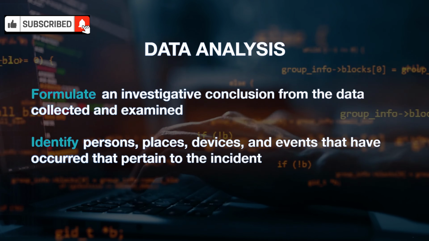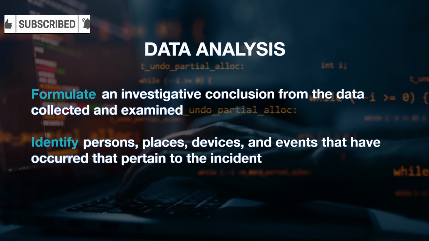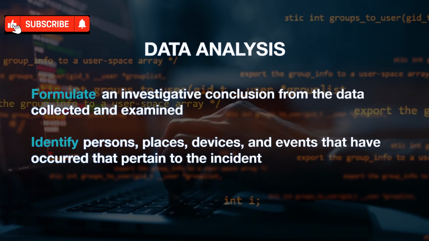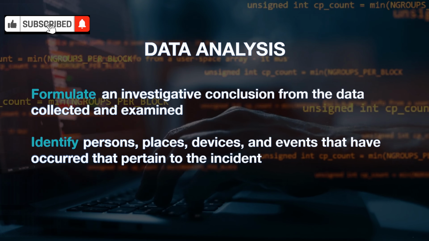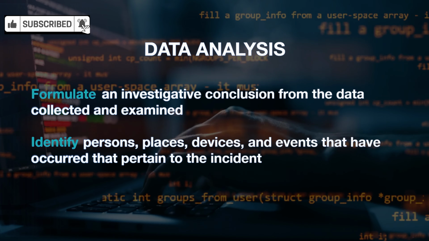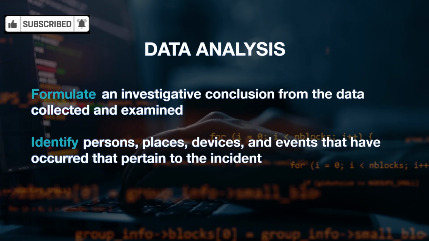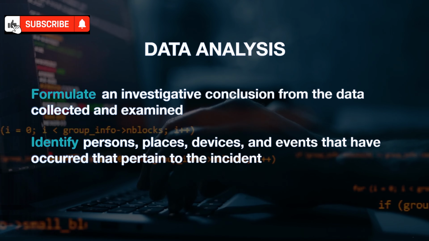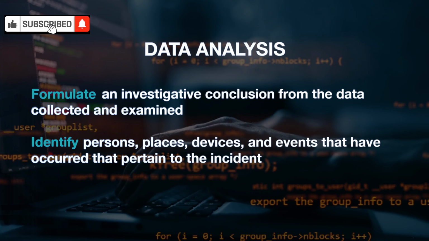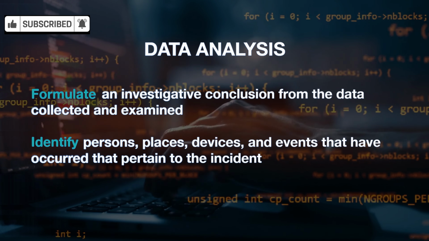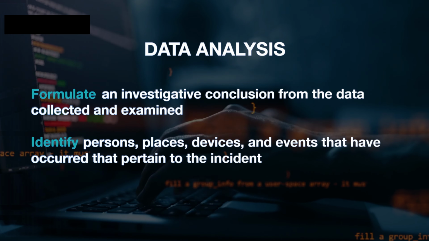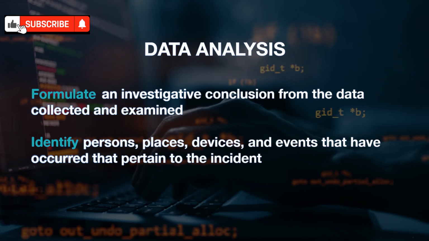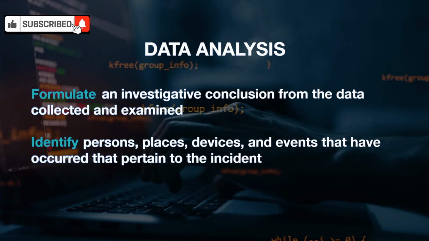And then we are going to identify any persons, places, devices, and events that pertain to the incident. We are going to basically create an audit trail. This is the most common way that we perform the analysis. And remember, the best evidence and admissibility is what we are looking at here. So if we draw the conclusion, we have the evidence that proves beyond a reasonable doubt or beyond the preponderance of evidence that the conclusion is correct. That is what is most important here.